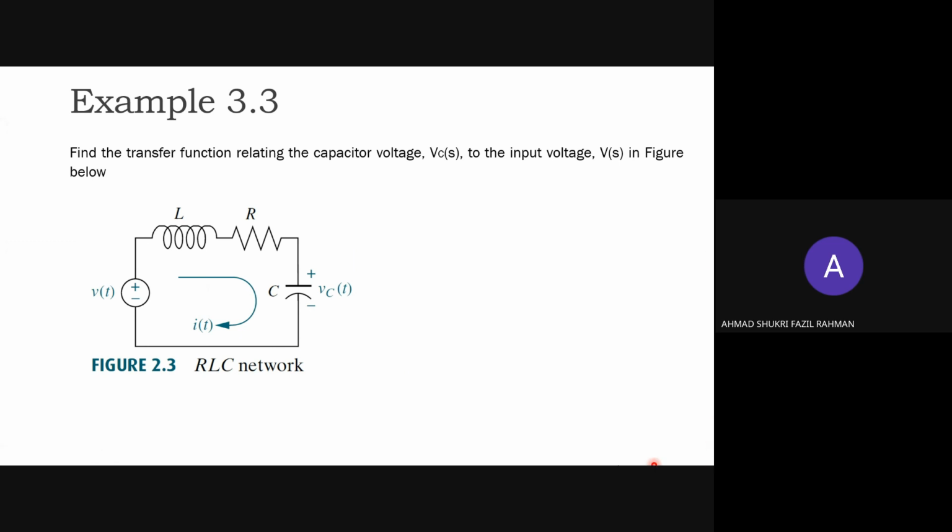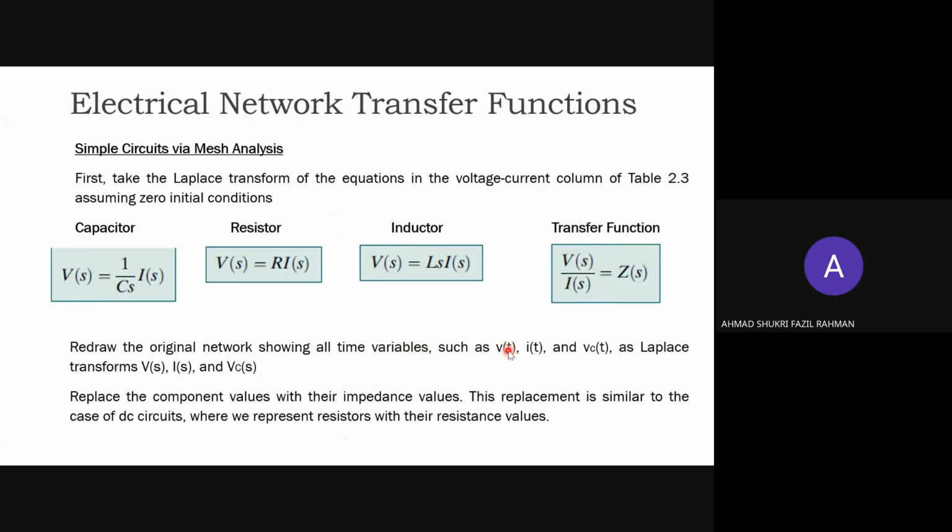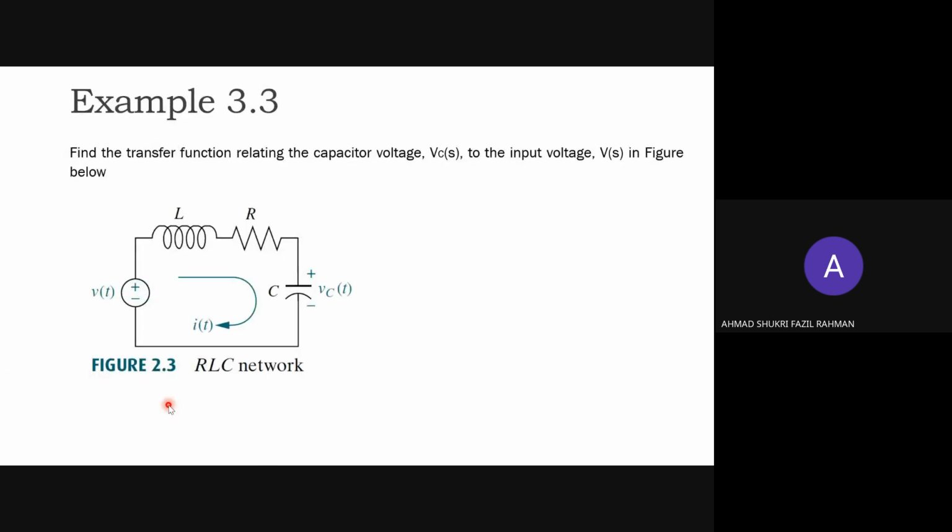So from this figure, if we follow the method from the previous slide, we can see we need to replace every variable from the time domain to Laplace, and then we draw back the circuit. We replace the time domain values with the respective Laplace transforms, and the values of the components also need to be replaced. So I show you this example first.